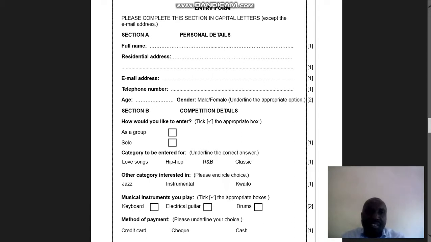Peter's residential address must be written here. Peter's email address must be written there. And then telephone number, age. When it comes to gender, male or female, underline the appropriate option.